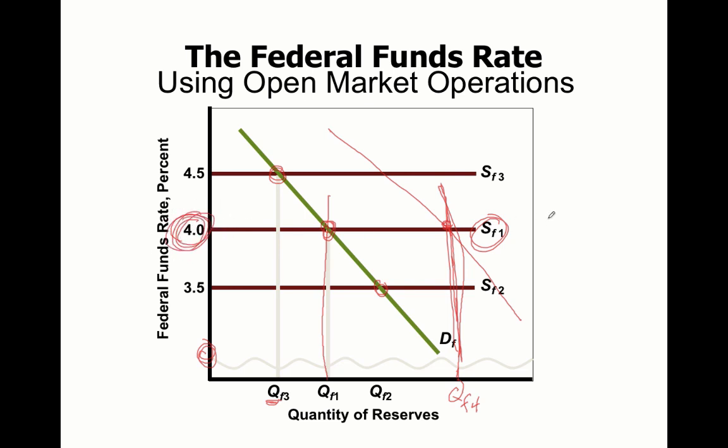So the horizontal supply curve and the vertical supply curve, it's a confusing thing. What you have to understand is the Fed decides what they want the rate to be, and then they move the vertical supply of money curve right and left, depending on where the demand curve for federal funds is, in order to make sure that that is the interest rate that happens.